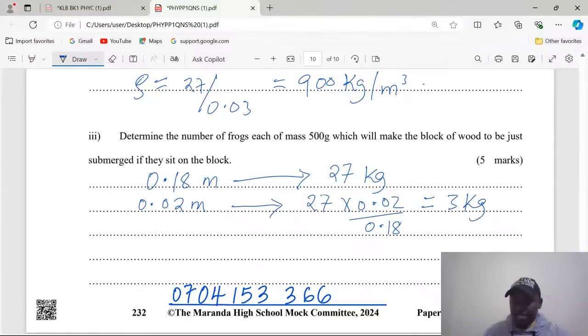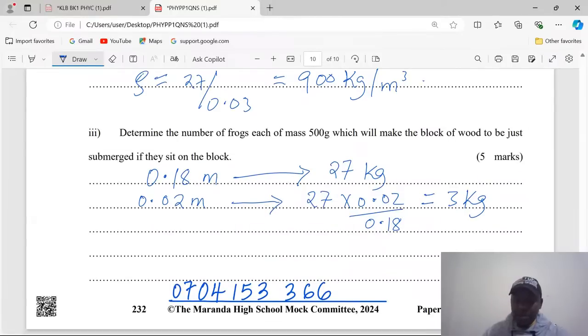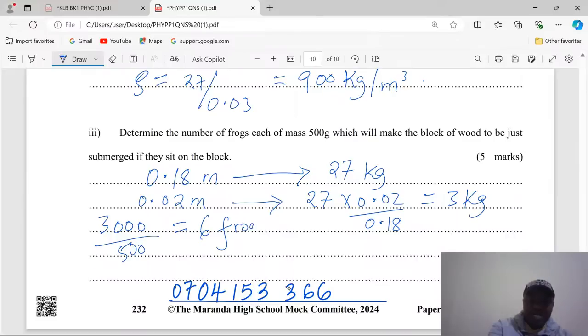If it requires 3 kilogram, then we are going to tell ourselves one thing, that the frogs are weighing 500 grams. So with 500 grams now, how many frogs are needed to give us 3 kg? 3 kg can be converted also to grams. That will be 3,000 grams divided by 500 grams, and we exactly need 6 of them. It's good to have your answers in SI units. So 6 frogs are required.